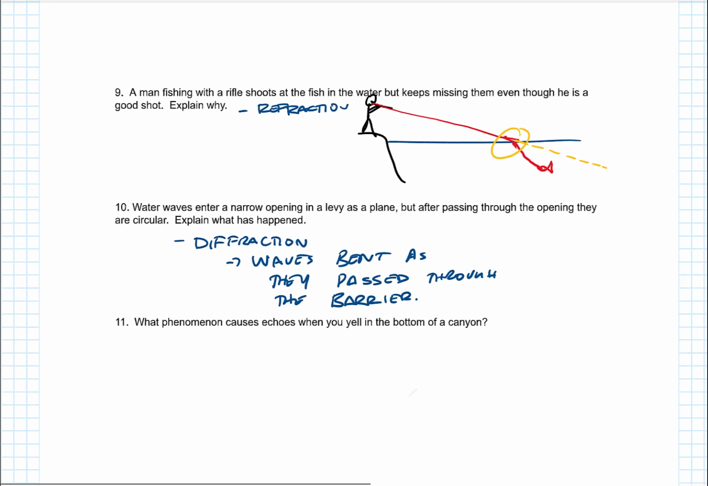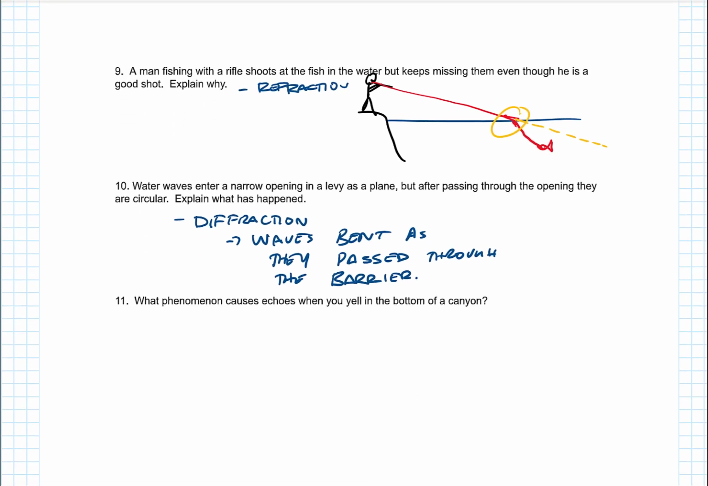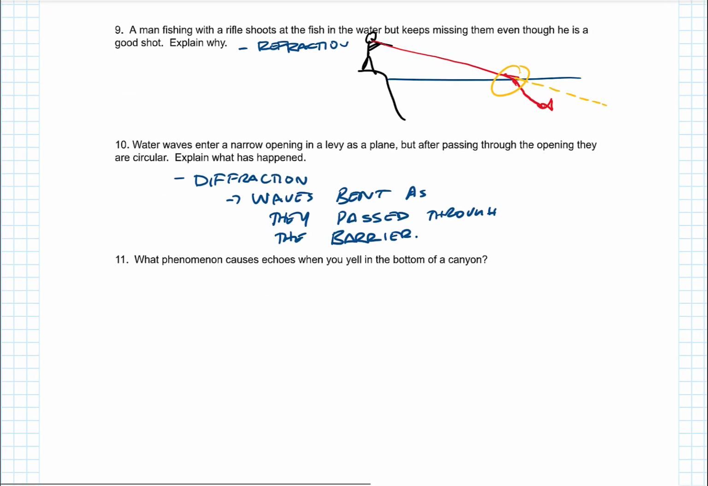What phenomenon causes echoes when you yell into the bottom of a canyon? Echoes are an effect of reflection. That's a wave bouncing off of something.